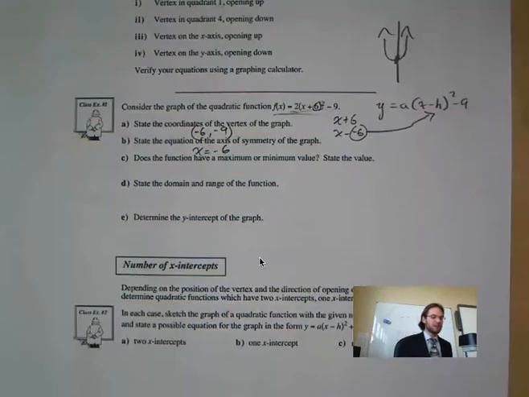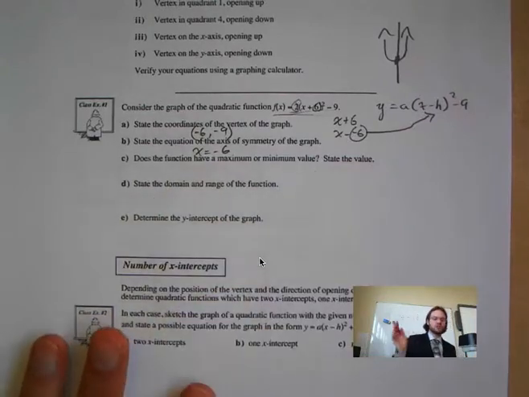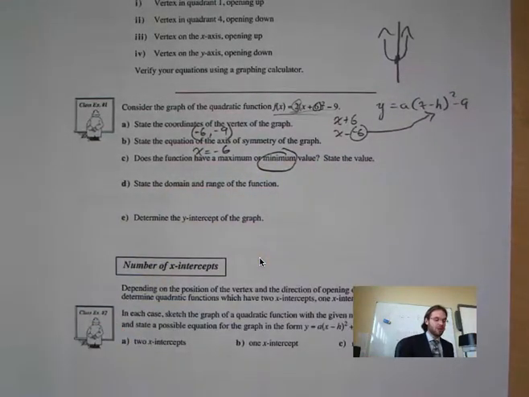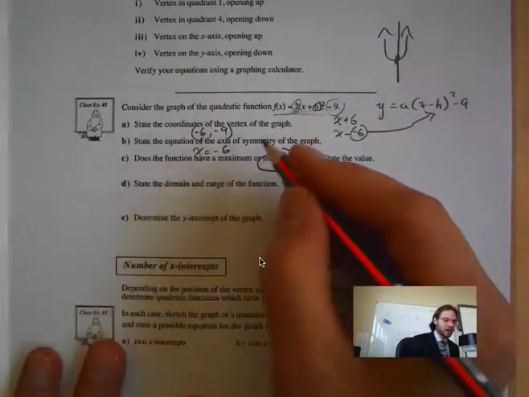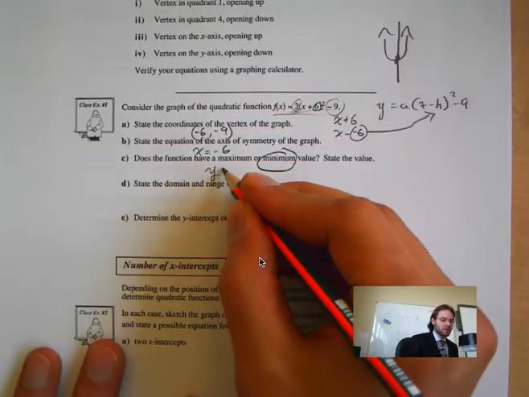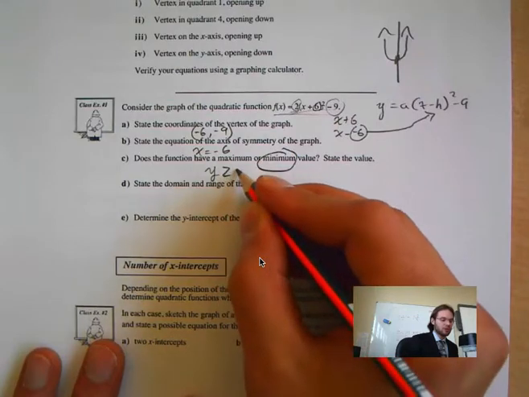Now it says, does the function have a maximum or minimum value? Well, since it's positive, we are smiling up. We only have a minimum. There is no maximum, so there's a minimum value. Okay? And the value is at negative 9. So y must be greater than or equal to negative 9.